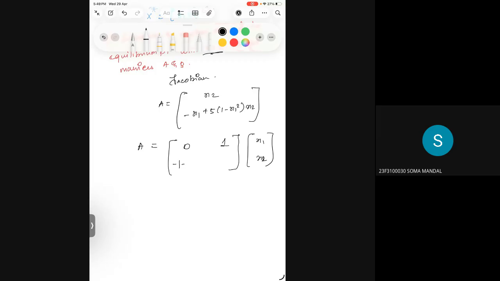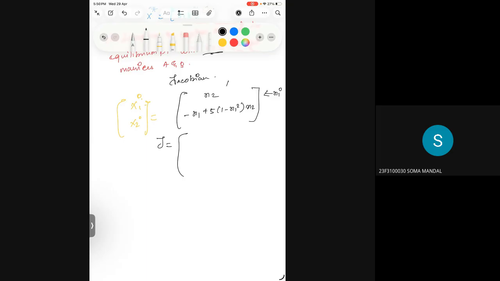We have to first linearize it. Okay, sorry. First, we will linearize it. How will we do that? We will write a Jacobian matrix. Dou A by dou x1, dou A by dou x2, maybe not dou A. So x1 dot, right? x1 dot, x2 dot equal to A into this matrix. This matrix is A.